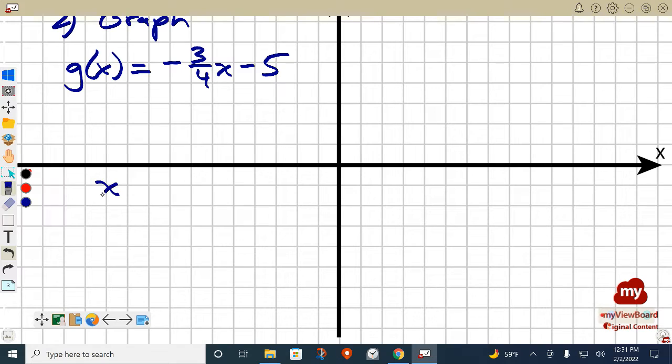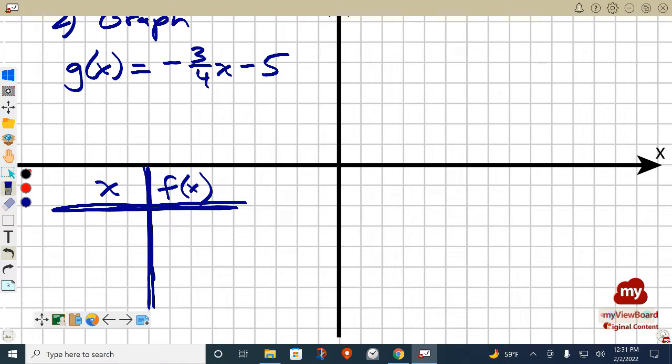Table of values. X, f of x. Now remember, you pick 3 x values. But remember I said pick x values that are going to make life easy for you? If I have a fraction like a negative 3/4 times an x, I want to pick x values that get rid of that denominator of 4 if I multiply it. In other words, I want to be strategic.